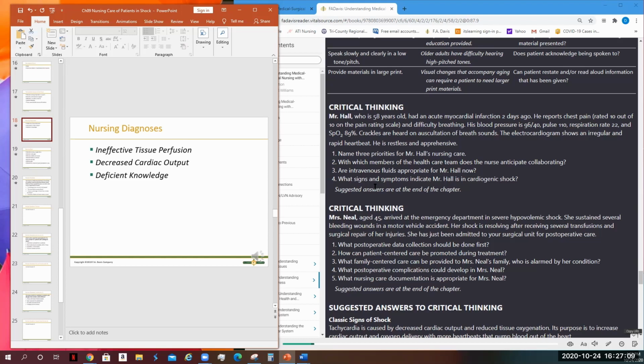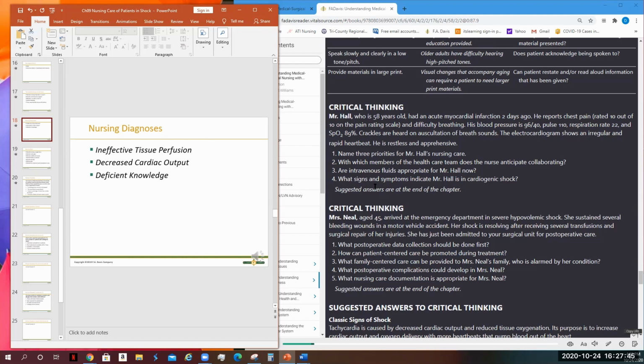Number 2, how can patient-centered care be promoted during treatment? Develop a pain management plan to meet Mrs. Neal's individualized needs. Identify her normal coping techniques to support their appropriate use. Provide explanations and teach as needed to keep the patient informed for decision making. Advocate for her individualized needs, such as nutritional needs.